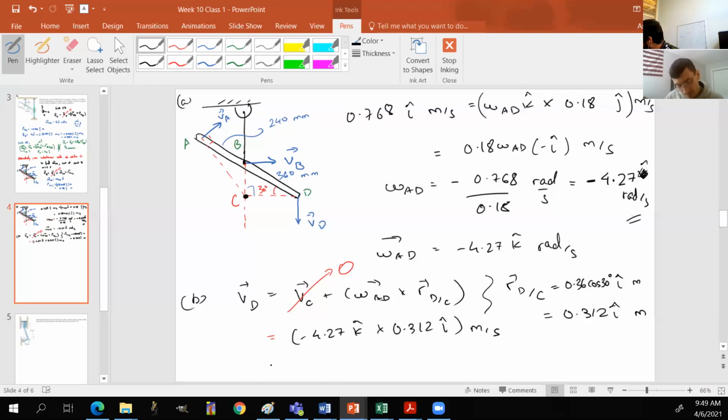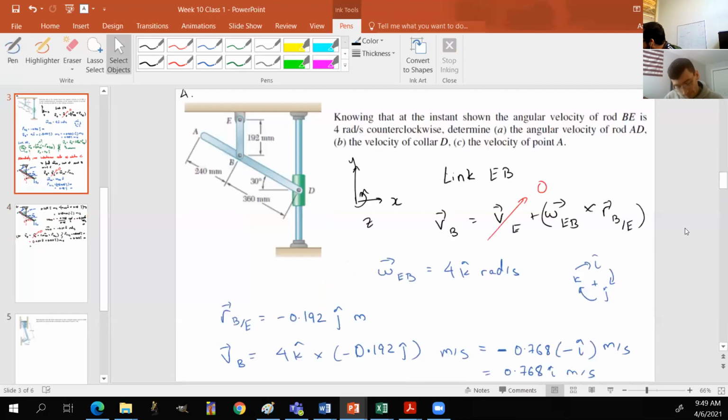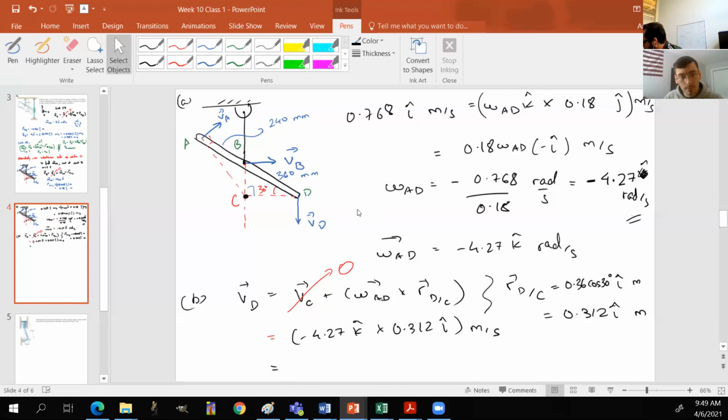All right. So that minus 4.27 times, so k cross i is going to be minus j, right? No, k cross i is going to be plus j. So you get j hat, and then you get minus 4.27 times that. Can you guys confirm this? I got minus 1.33. By the way, did someone confirm? Is it 0.32 here? Yes, it was 0.312. Okay, so then I think this should be correct as well. That's the second part solved.